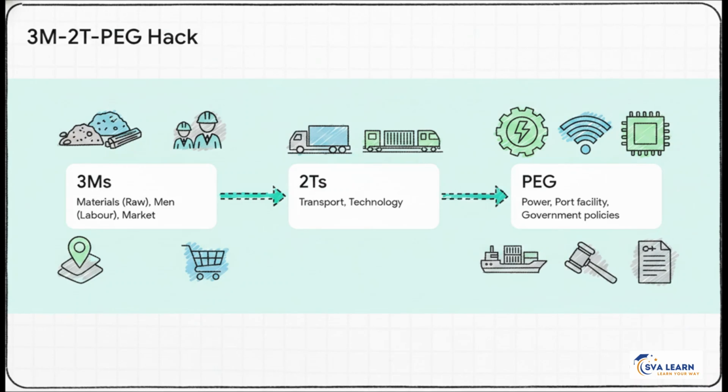Now, this solves one of the most frequently asked long-form questions. What factors influence industry location? When you see this on the exam, do not panic. I want you to close your eyes and visualize this simple whiteboard trick. The 3 M's, the 2 T's, and the PEG. That's it. The 3 M's are your materials, men, and market. The 2 T's stand for transport and technology. And the PEG, that's power, port facility, and government policies. Memorize this simple acronym, and I promise you will nail all the points perfectly every single time.